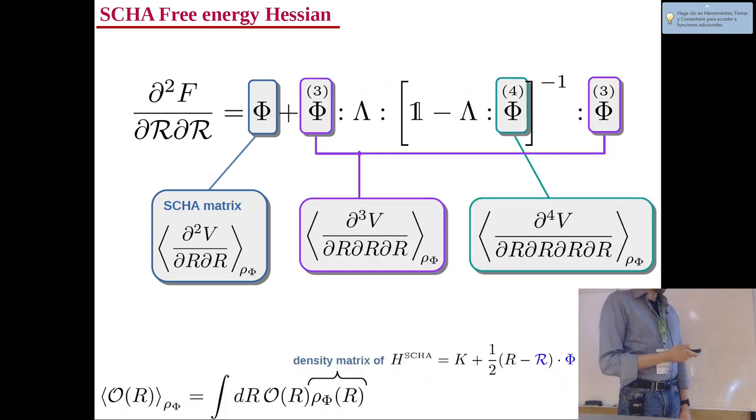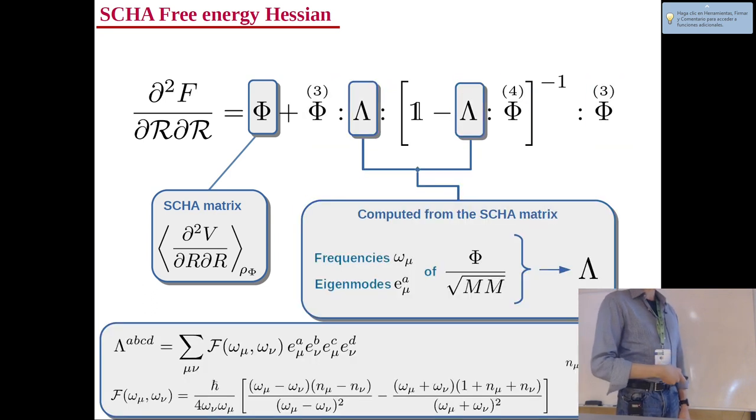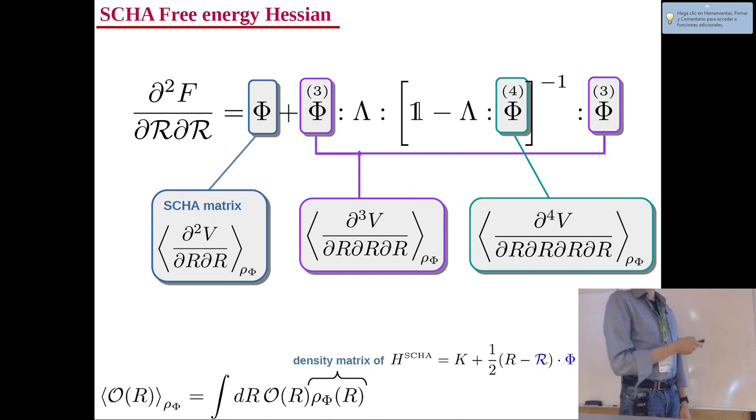But the important thing is that we have complete access to this object at the end of the SCHA minimization, because at the end of the SCHA minimization, we have this object here. So we just need to diagonalize it to have frequencies and eigenvectors, and then we have this. Okay? So we have lambda, we have phi. We just need to compute essentially these two objects, phi 3 and phi 4.